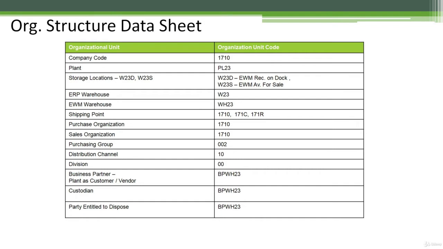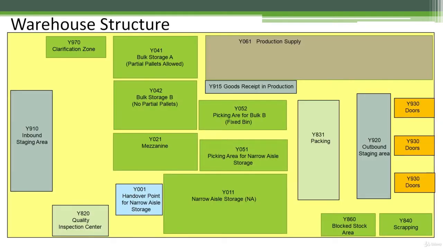For integrating the warehouse in EWM to a warehouse in ERP, we need to create plant as customer and plant as vendor. So we are going to create business partner BPWH23 for our testing. We'll also use this business partner as custodian and party entitled to dispose. In EWM, these two identifications are done at stock level.